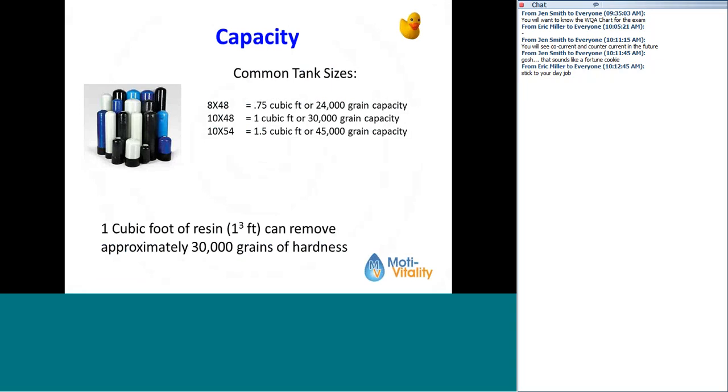Now, like I said, 1 cubic foot of resin can remove approximately 30,000 grains of hardness. Okay? So if you have an 8 by 48 tank or a 24,000 grain unit, it probably means it has 3/4 cube of resin in it. 3/4 cube is 0.75 cubic foot of resin. That's kind of important.